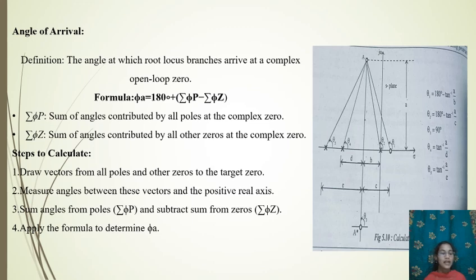Steps to calculate angle of arrival: draw vectors from all poles and other zeros to the target zero. Measure angles between these vectors and the positive real axis. Sum angles from poles and subtract the sum from zeros. Apply the formula to determine phi a, the angle of arrival.